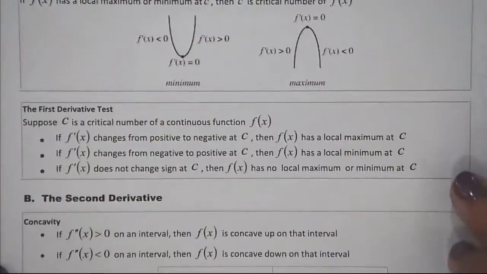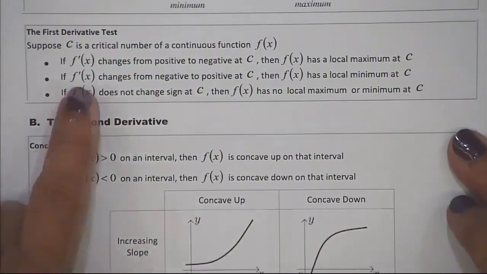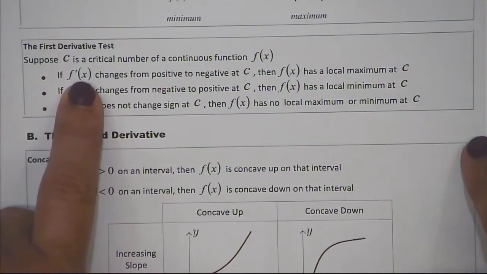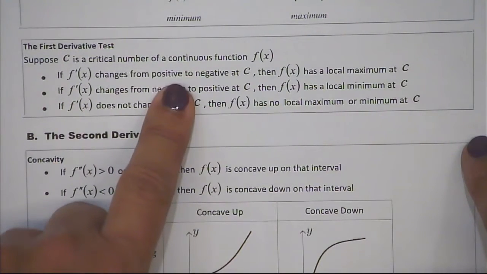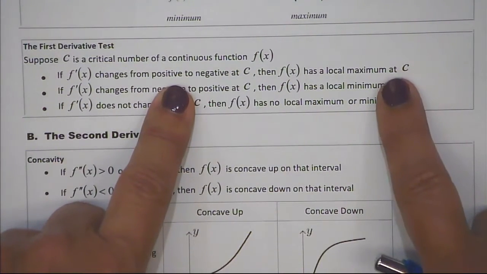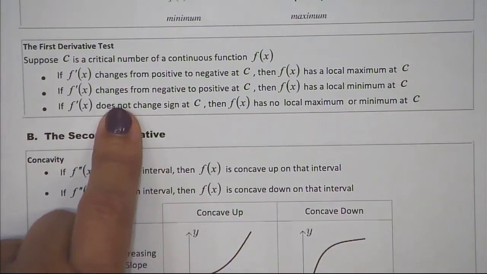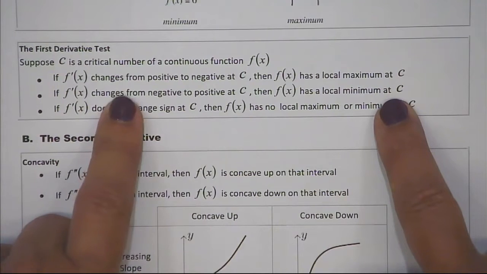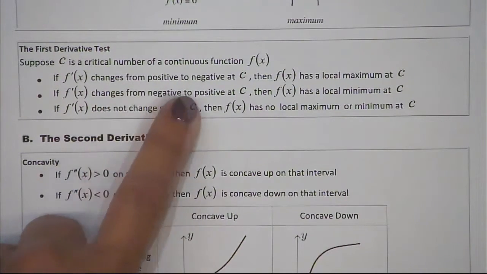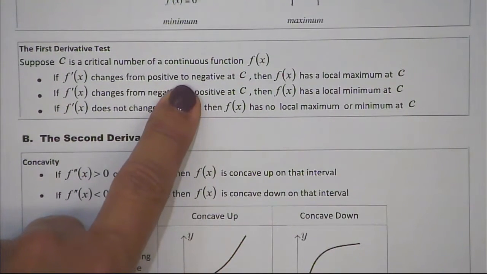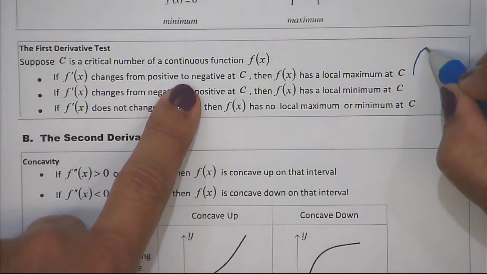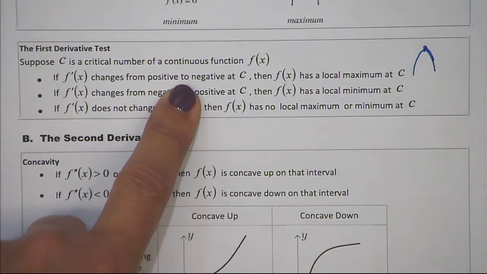All right, and then we have this first derivative test. It says suppose c is a critical number on a continuous function. If f prime of x, the derivative, changes from positive to negative at c, then you have a local max. And if the derivative changes from negative to positive, then you have a local min. That kind of makes sense, because think about it. If you're going from a positive first derivative, which means your graph was increasing, and then you change to a negative derivative, well, then that has to be a max right there.